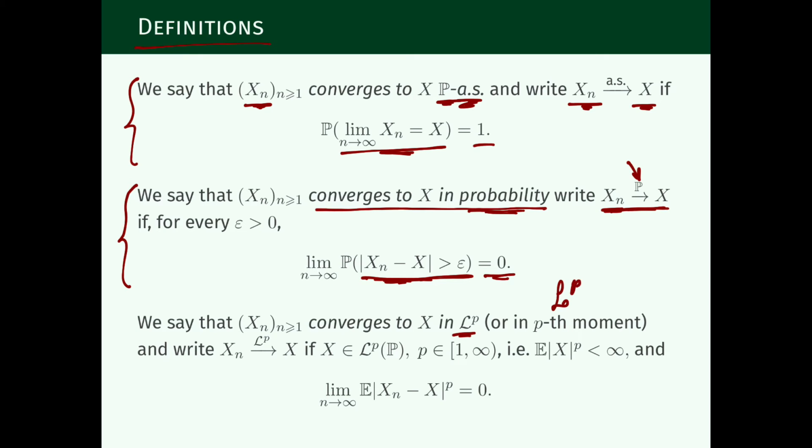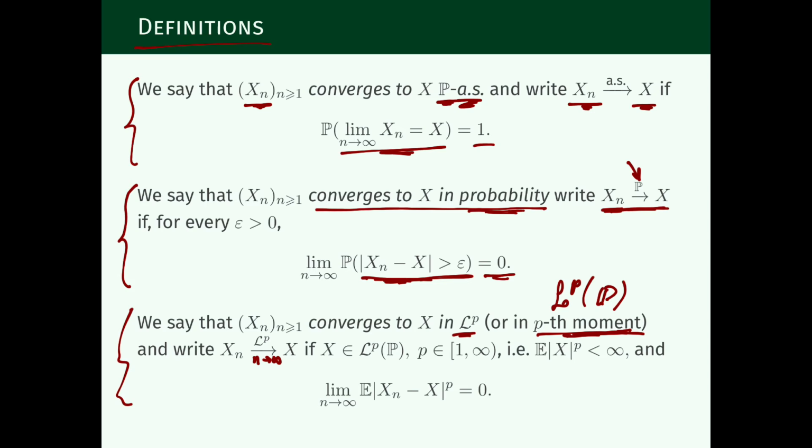L^p is a vector space. It depends on what is the measure P that we put on the measurable space. And it converges in L^p, or in p-th moment. That's the language more used in statistics. And it's denoted like this: Xn tends to X when n tends to infinity in this space L^p.